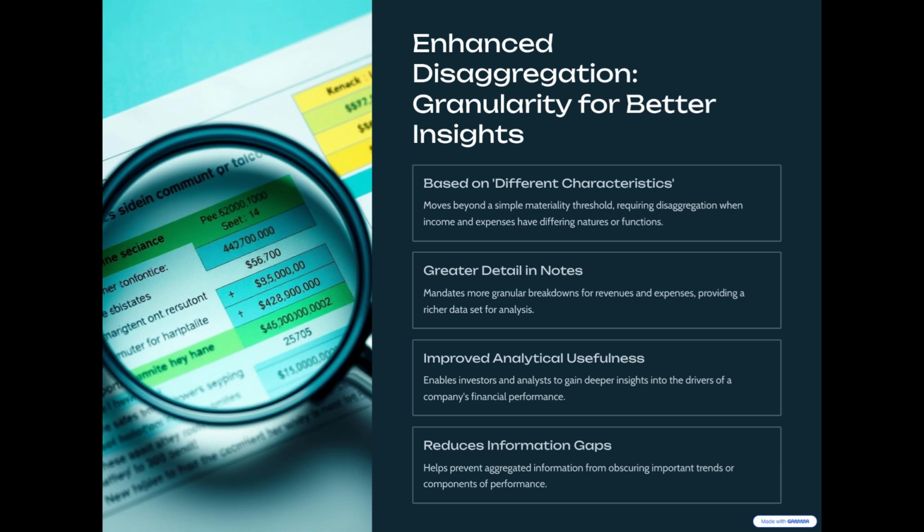One of the key innovations in IFRS 18 is the requirement for enhanced disaggregation, aimed at providing users with more granular, decision-useful information. Previously, under IAS 1, entities had significant discretion in aggregating line items, often leading to high-level summaries that masked important differences in the nature and function of income and expenses. IFRS 18 addresses this by requiring disaggregation based on different characteristics, such as the type, function, measurement basis, or variability of items, ensuring that distinct economic features are clearly presented.